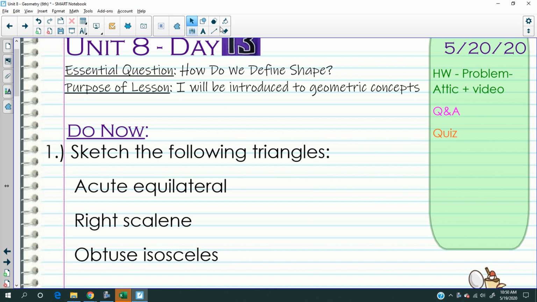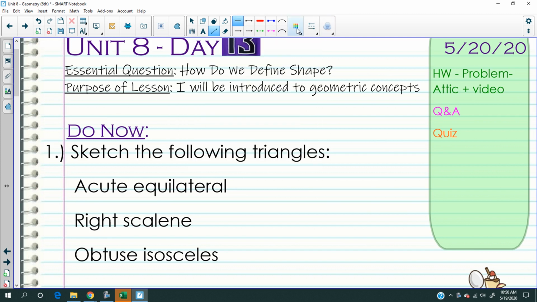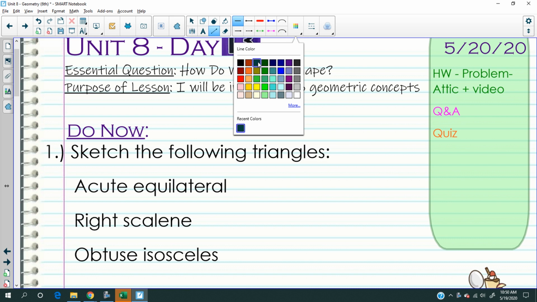Okay. All right. And we're back. So let's see. How do we draw an acute equilateral? So I'm gonna use lines. I want to aim for perfection. Okay, all right. So sketch the following triangles, right?